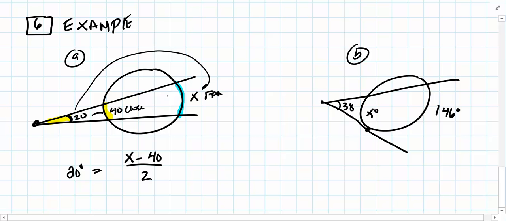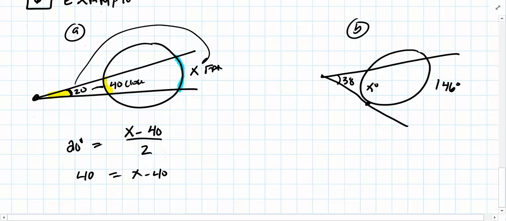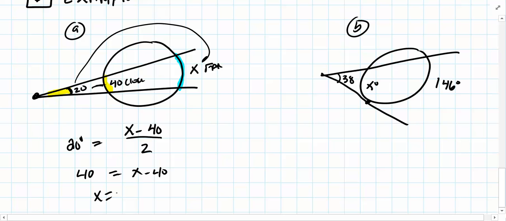Okay. So the relationship between all of these. So it must be the case that 40 is equal to x minus 40. So therefore, what does x have to be? 80. X has to be 80. 70. Okay. Now the other side.